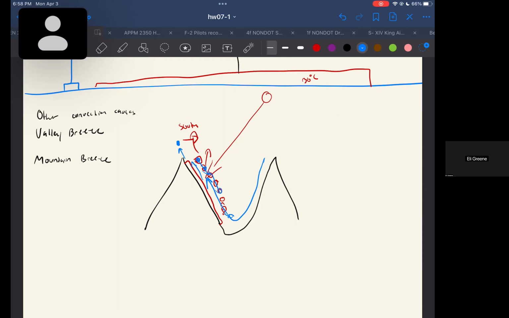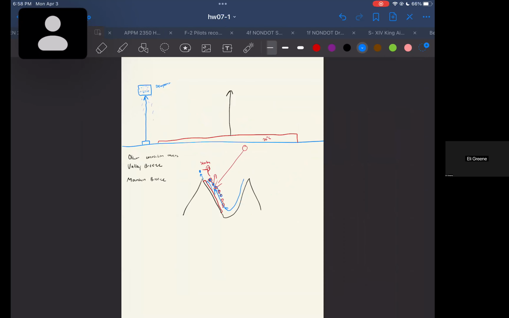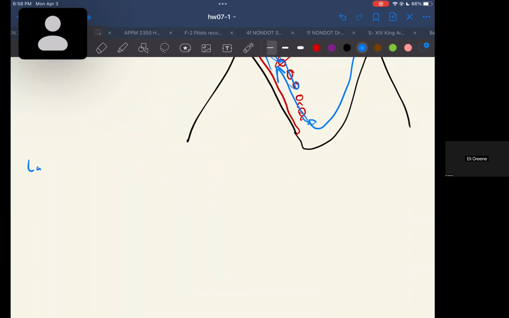Okay. And then another one that's worth talking about, well, there's a couple more things that are worth talking about here. There's land sea breeze. And then we'll also mention very briefly mountain wave, mostly just because it happens in Colorado and I think it's interesting. It's not really going to be on the test.